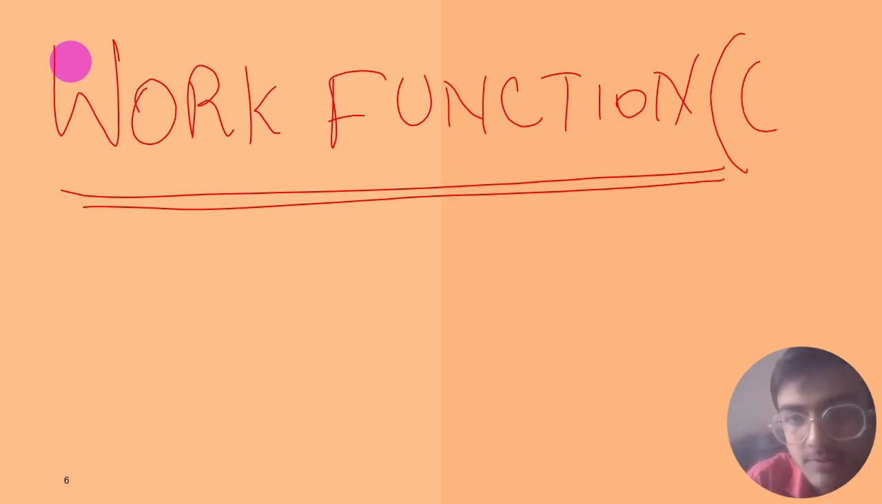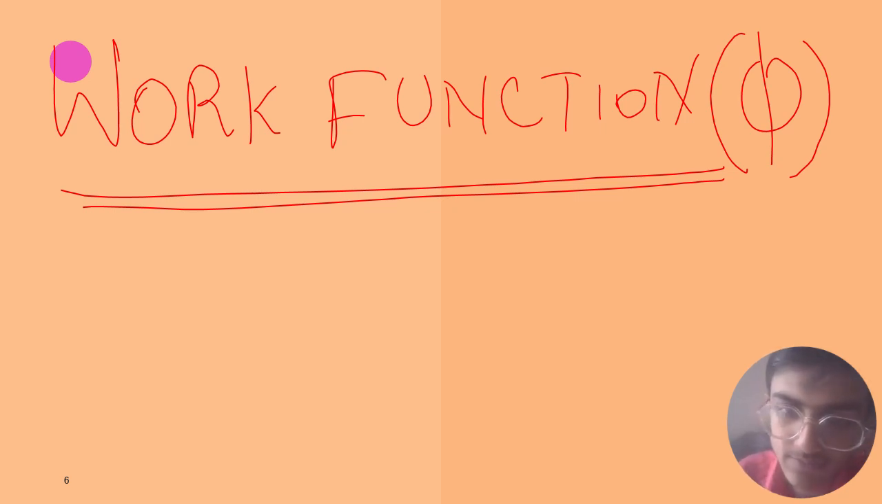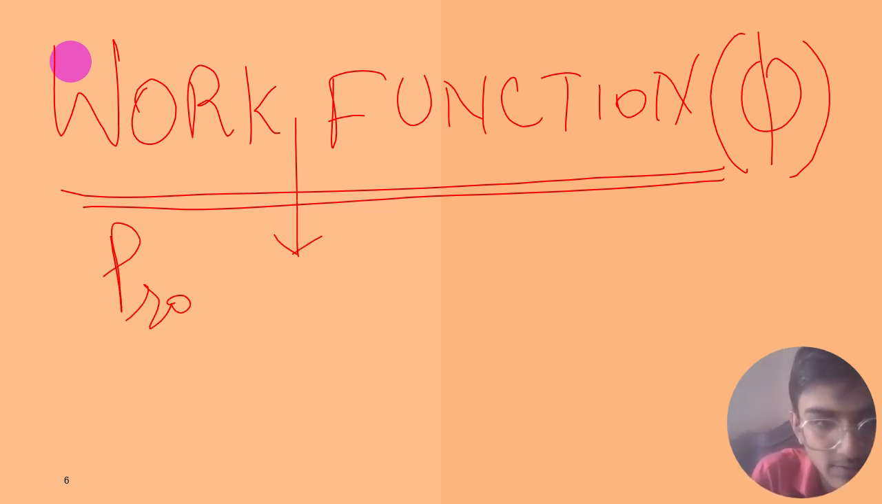First of all, it is denoted by phi. It is a mathematical symbol, phi, and through this we denote work function. This work function is actually a property of metal. It's a property of metal.